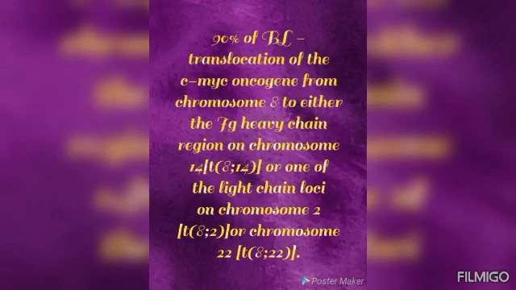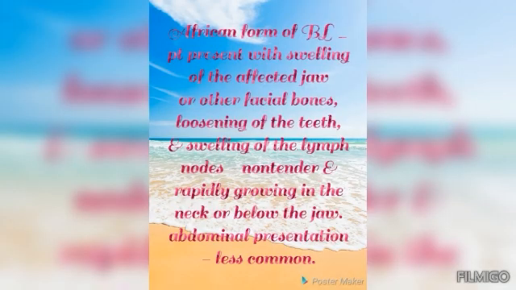This is very important: 90% of Burkitt's lymphoma cases have a translocation of the C-MYC oncogene from chromosome 8 to either the immunoglobulin heavy chain region on chromosome 14, that is t(8;14), or one of the light chain loci on chromosome 2, that is t(8;2). So these are the genetic causes.